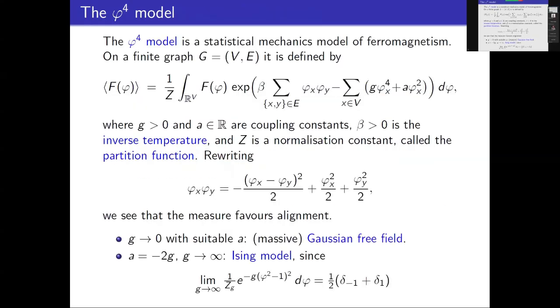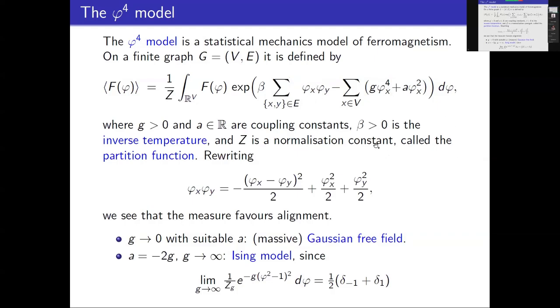So here is the formal definition of the model. I'm going to start with the case of a finite graph. We assign random variables to the vertices of our graph. These random variables take values over ℝ, and they are correlated. The density is given by this formula: you have the exponential of β φ_x φ_y summed over all edges of your graph. Here β is a parameter, which you should think of as the inverse of the temperature in the experiment that I tried to explain.